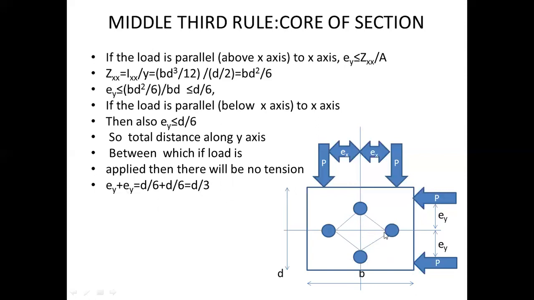This is called core of a section, means within this core of a section, if we apply load, then the column will not be under tension. And this is the middle third rule, which is applied in order to design a column.